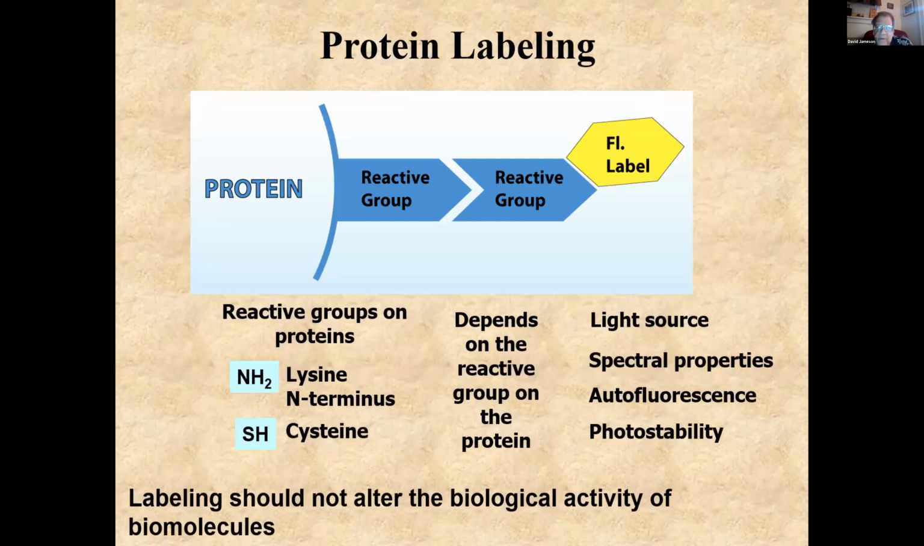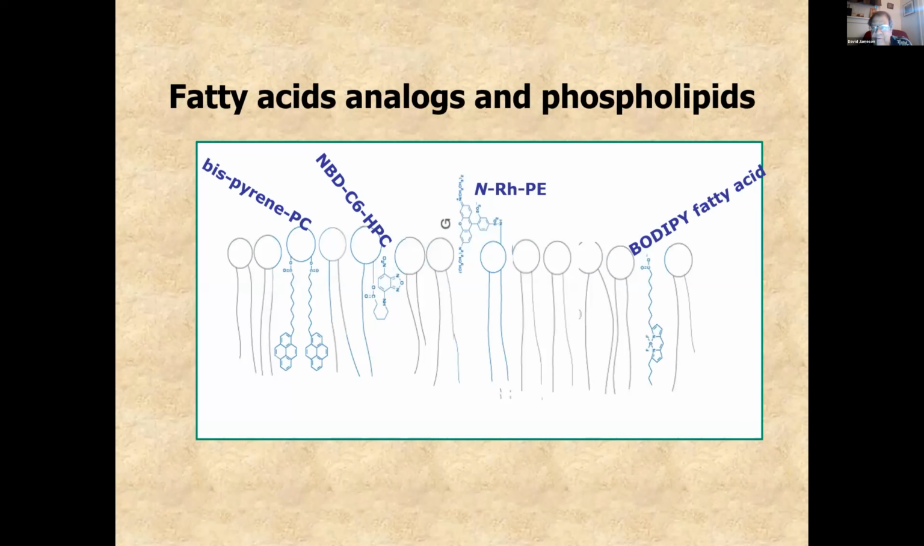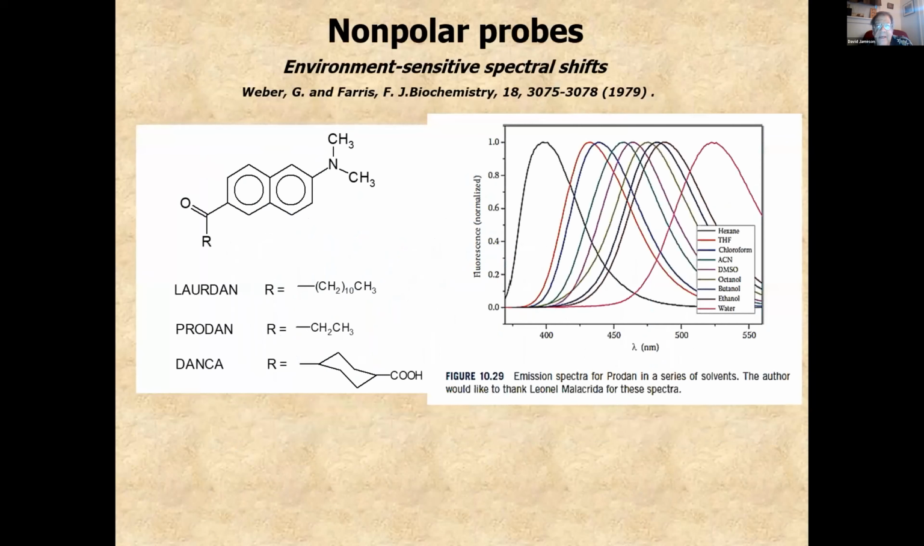So you can label proteins, and you put a group on that depending on what you want to look at. The lifetime may be an important consideration, and you can attach it to amine groups or cysteine groups depending on the chemistry involved. And there's also, of course, analogs, fatty acid analogs, and phospholipids that target to membranes. And then nonpolar probes, such as this series, the DAN series.